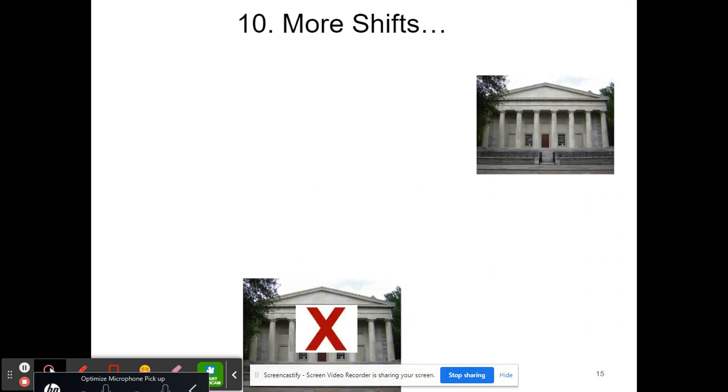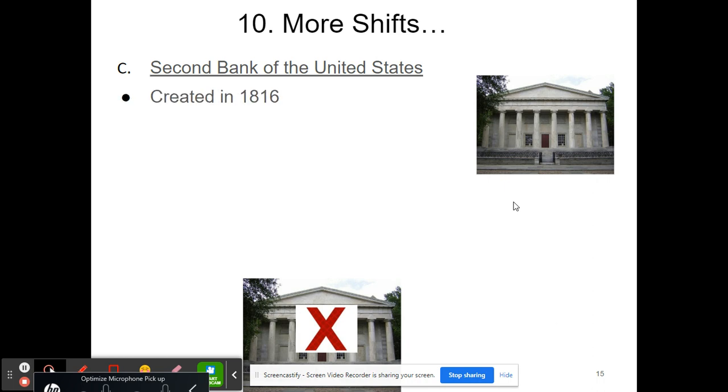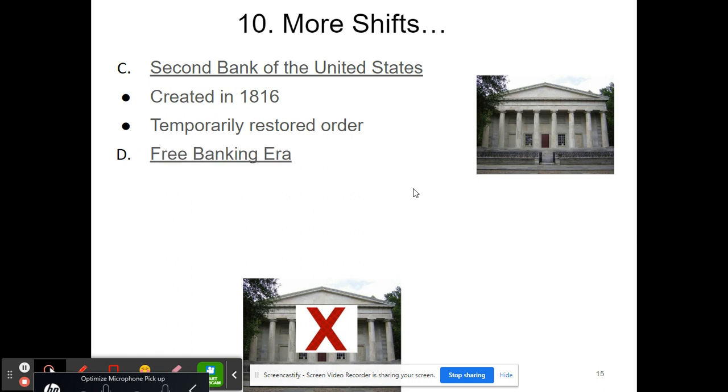So what are they going to do next? Well, they're going to create another Bank of the United States, because you still need to issue money, you still need to collect taxes and whatnot. So they created one in 1816. There was concern that the Supreme Court would say that's unconstitutional, but it temporarily restored economic order. And so people were happy with this.